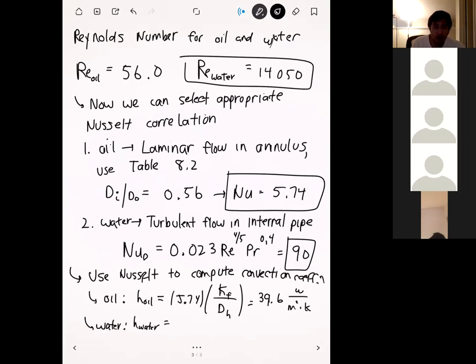All right, and for the water, we're going to do the same thing. We take our Nusselt number, which is 90, and multiply it by the thermal conductivity for water divided by the inner diameter, because the water is just going inside that inner tube. We plug in the numbers and get 2,250 watts per meter squared K.